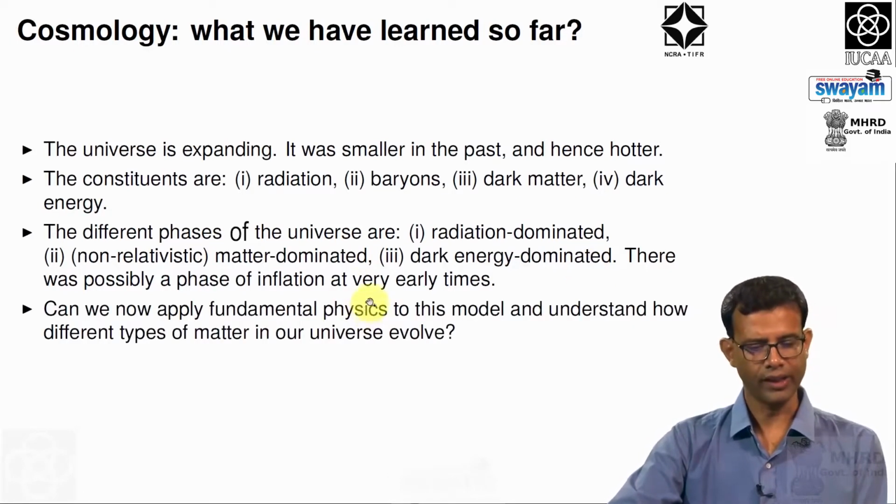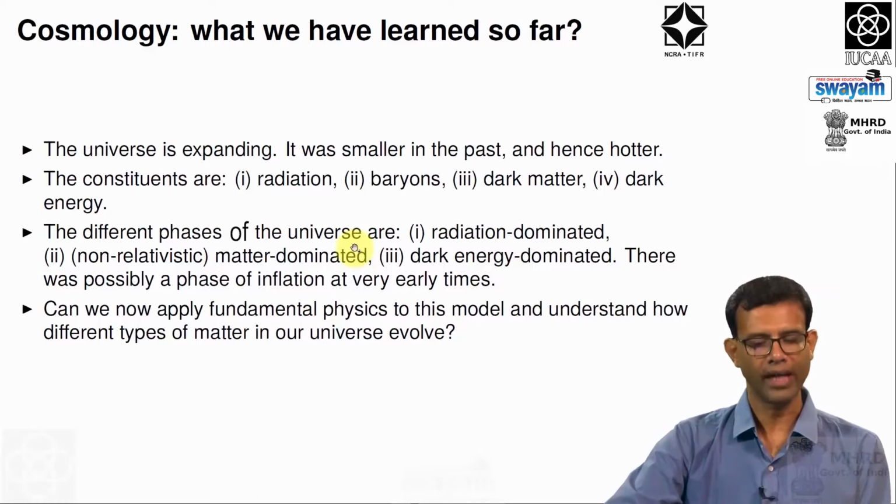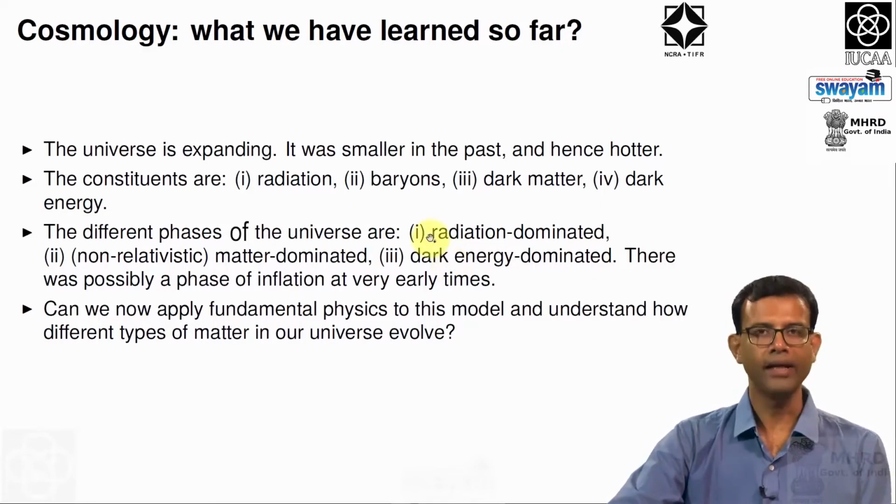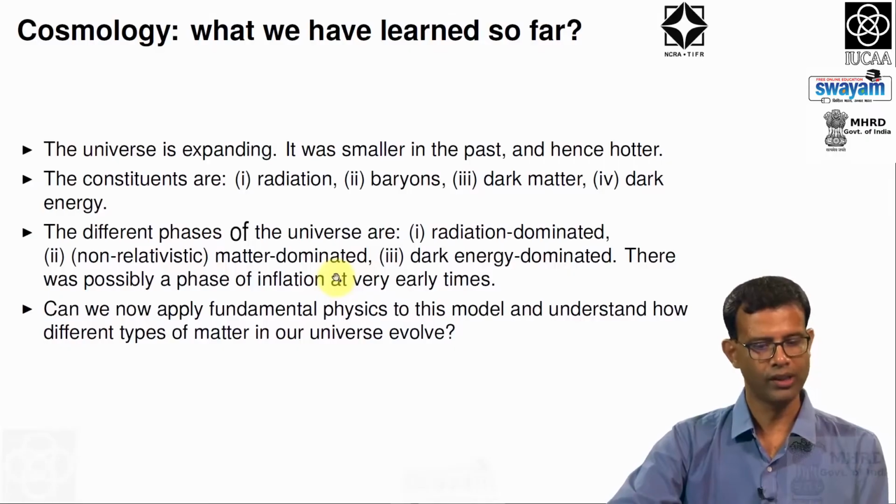Now, we can ask the question: suppose we stick to the standard model for the time being, that is the radiation dominated, the matter dominated, and to some extent the dark energy dominated phases. Can we apply our understanding of fundamental physics to this model, and then try to understand different types of matter, how they evolved, what they did, when they were formed, what will happen to our universe, and so on? Can we understand that by just applying the laws of fundamental physics to the cosmological model?